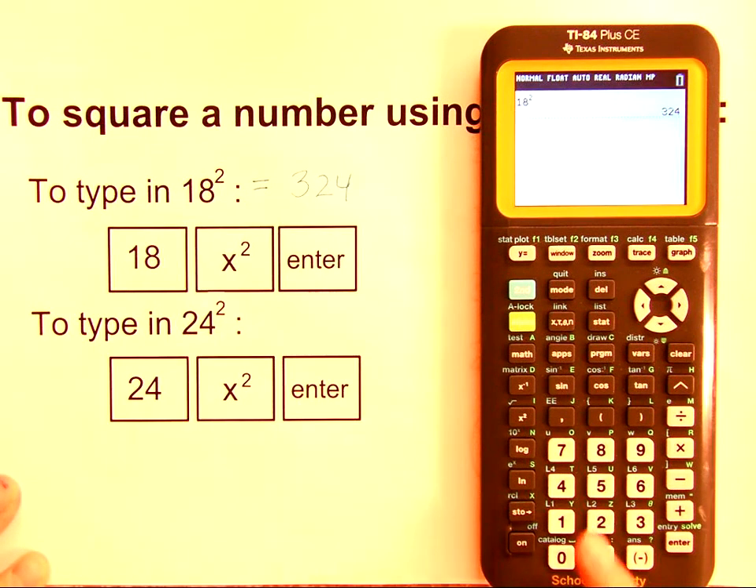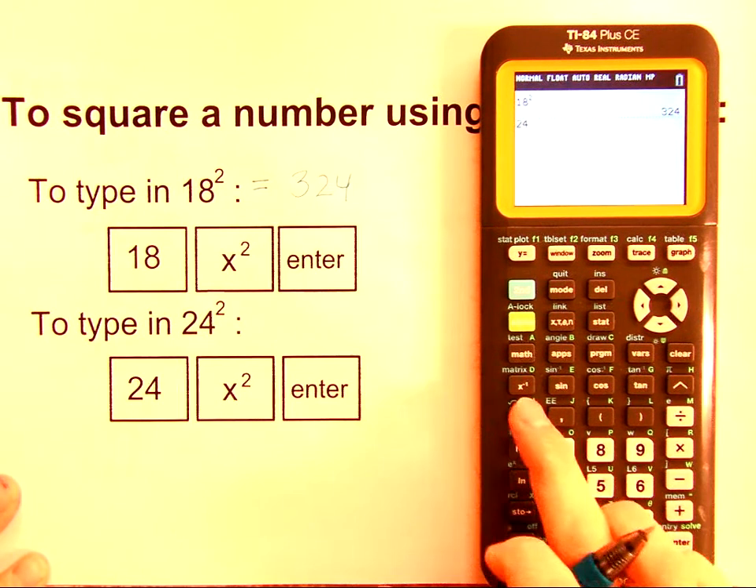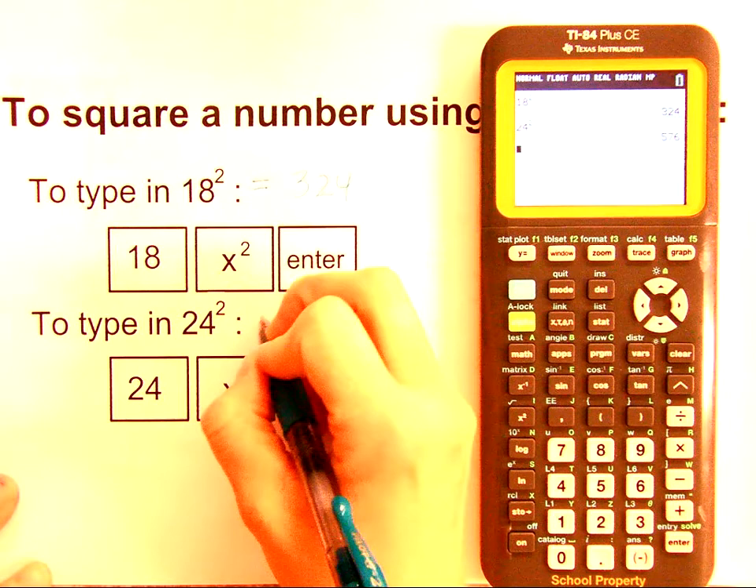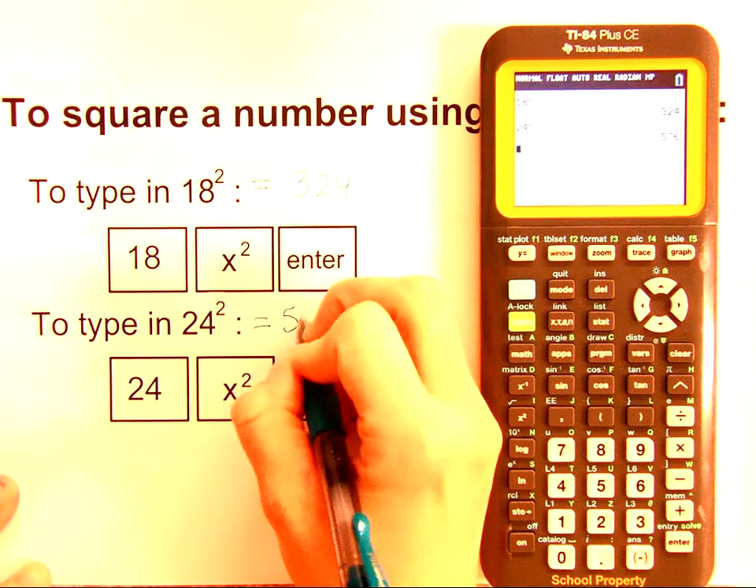So 24 squared is the same thing, except we're typing in 24 and then hitting that x squared button. And then enter, and we figure out 24 squared is 576.